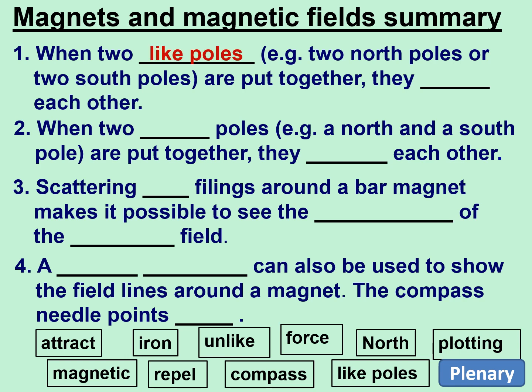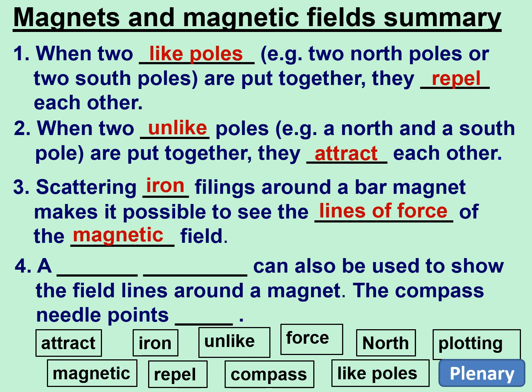So when two like poles are put together, they will repel. When two unlike poles are put together, they will attract. Scattering iron filings around a bar magnet makes it possible to see the lines of force of that magnetic field, and a plotting compass could also be used to show the field lines around a magnet, and the compass needle points to the north following those magnetic field lines. Check your answers on that and we'll move on.